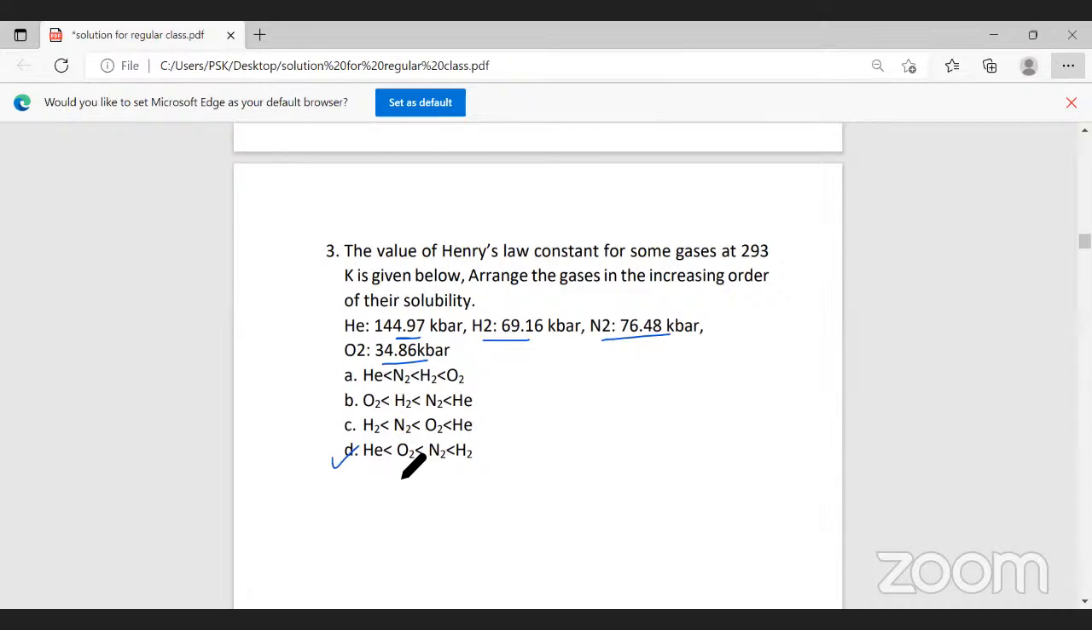Helium is lesser than oxygen. Oxygen is lesser than nitrogen, and nitrogen is lesser than hydrogen. See, helium is a noble gas. So oxygen is soluble. This is not a direct relation, so you should remember this value. Oxygen is more soluble than nitrogen and hydrogen.